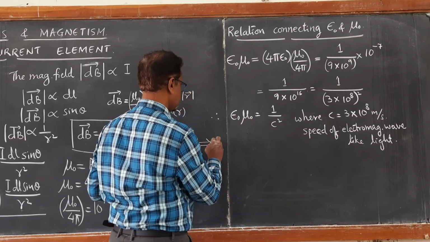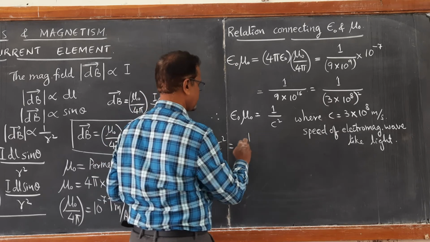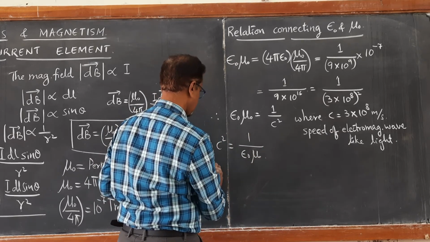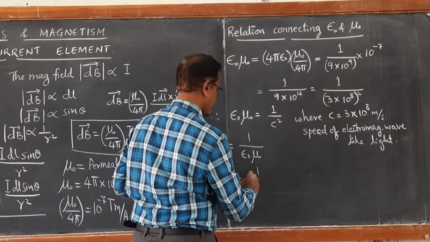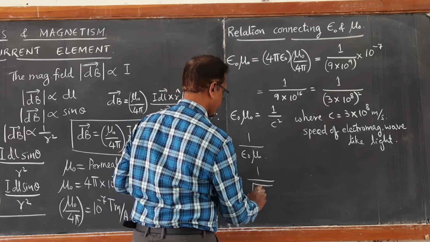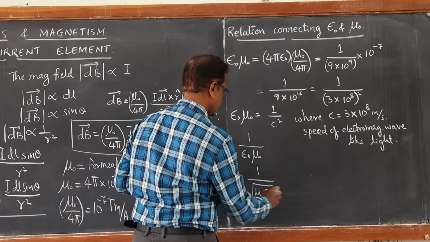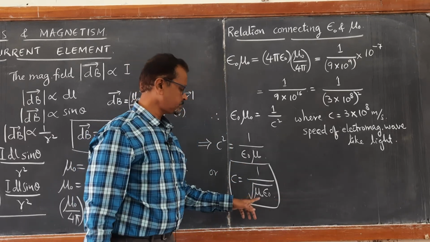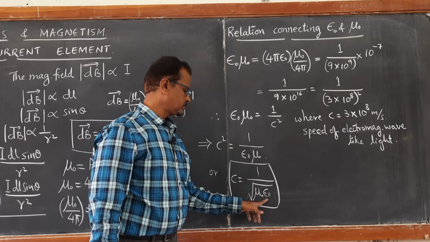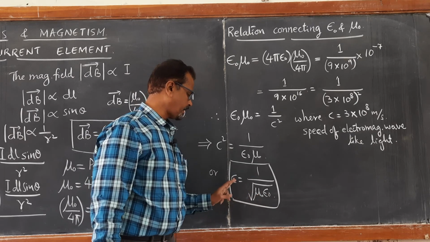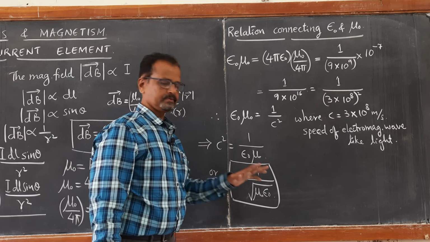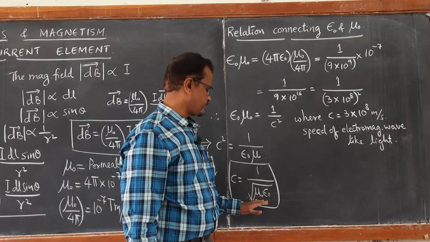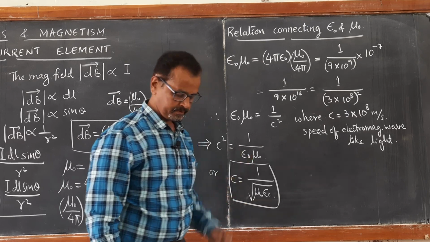This implies c square is equal to 1 by epsilon naught mu naught, or c is equal to 1 by square root of mu naught epsilon naught. So one can find the value of epsilon naught from the knowledge of mu naught and c, and vice versa. So this is the relation connecting c with the permittivity and permeability of free space.